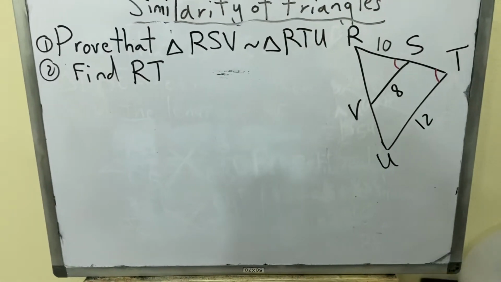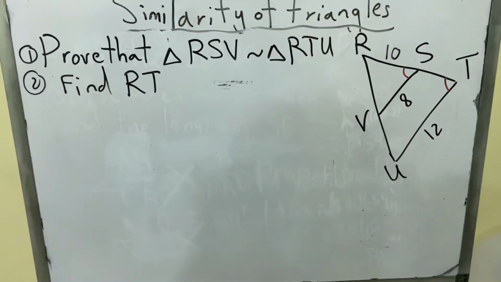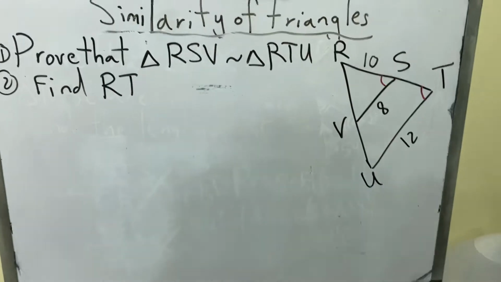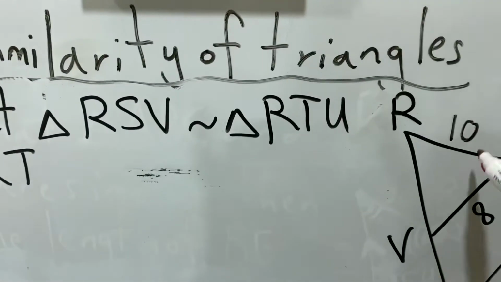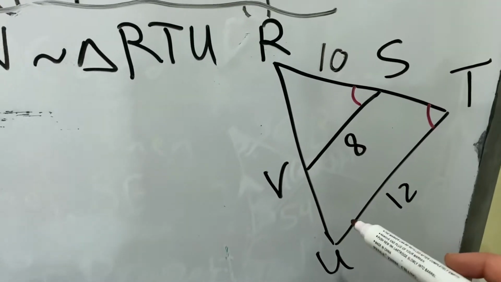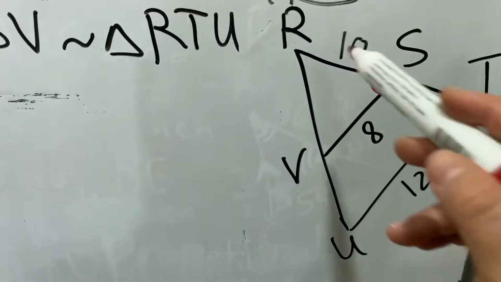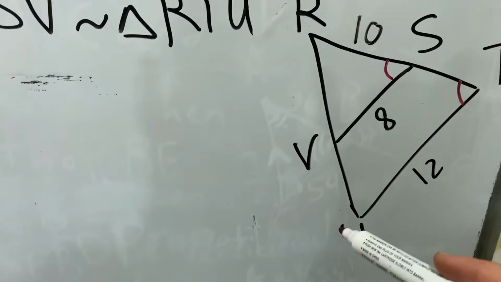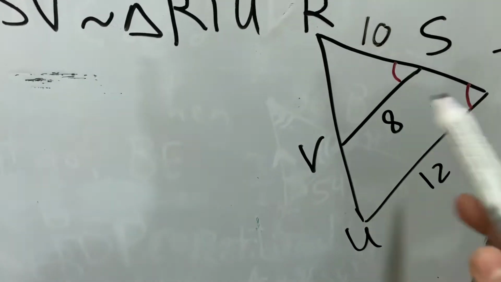Hi, I need to prove that triangle RSV is similar to triangle RTU. Now this one is RSV, the small triangle here. I need to prove that it is similar to triangle RTU. Of course, I have proved that they are similar because they have the same shape but not the same size. So they are not congruent, they're actually similar.